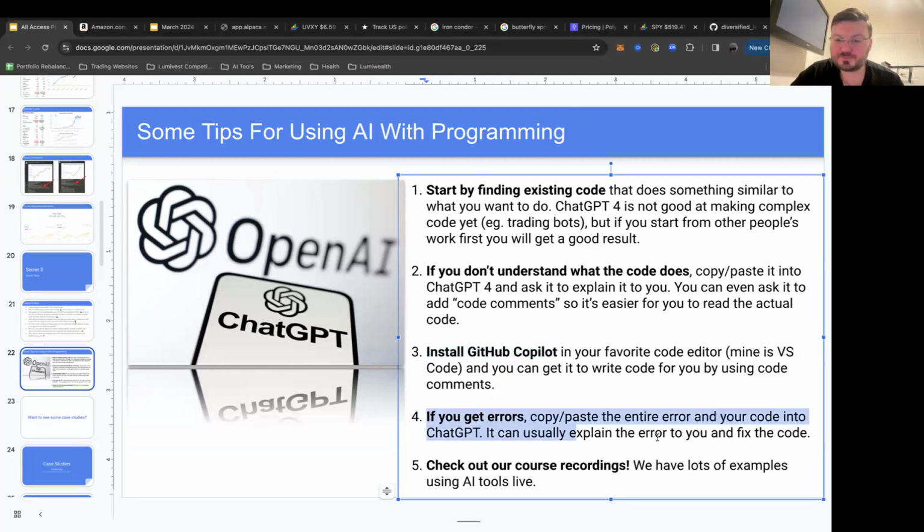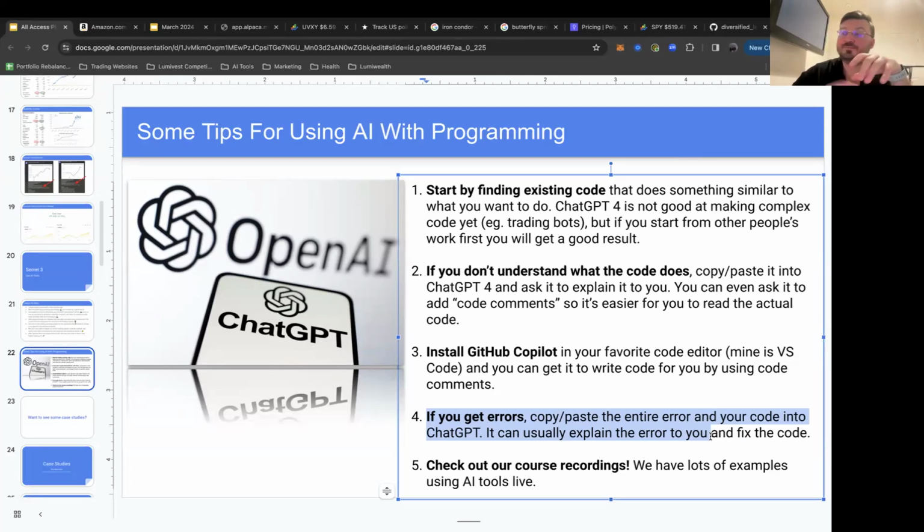Tip number 4: if you get any errors, people still do this, and I don't really understand why. They'll run some code and get an error, and the error is written in the code. It's pretty easy to tell. If you just cut and paste that into ChatGPT, it'll give you the answer within seconds and tell you exactly how to fix your code. It is the best bug fixing thing I've ever seen in my life.